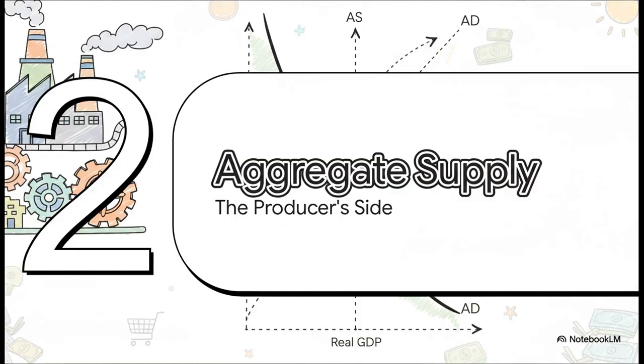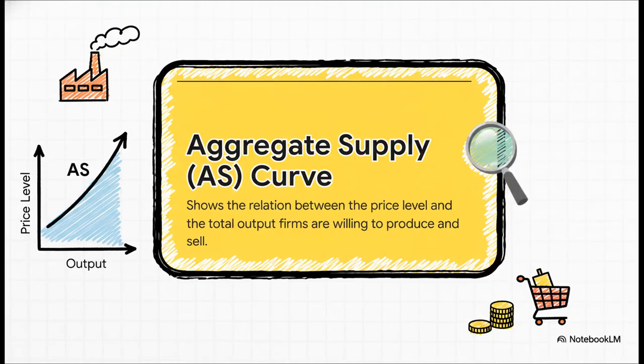Okay, so that's the buyer's side of the story. We've got that down. Now let's flip the coin and look at the other side, the producers. We're talking about all the businesses, the factories, the companies actually making all the stuff we want to buy. This is aggregate supply. And here is its counterpart, the aggregate supply, or AS curve.